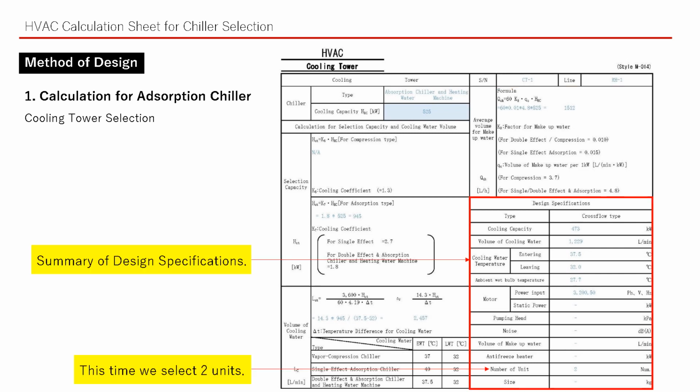Here, we put the summary of design specifications based on the calculation result. This time we select 2 units. So each capacity was divided by 2.